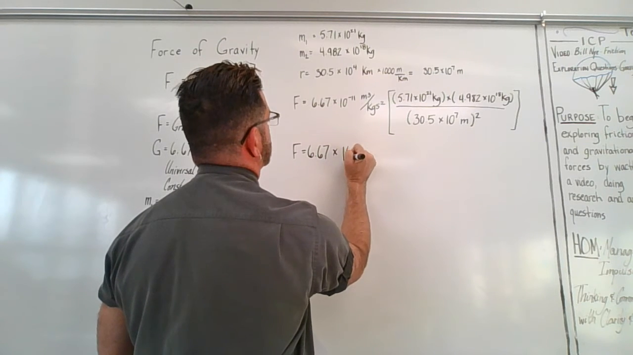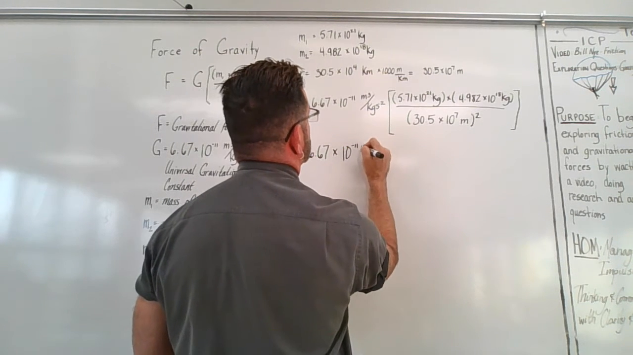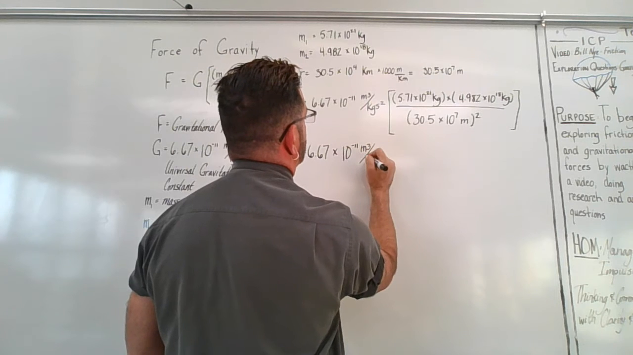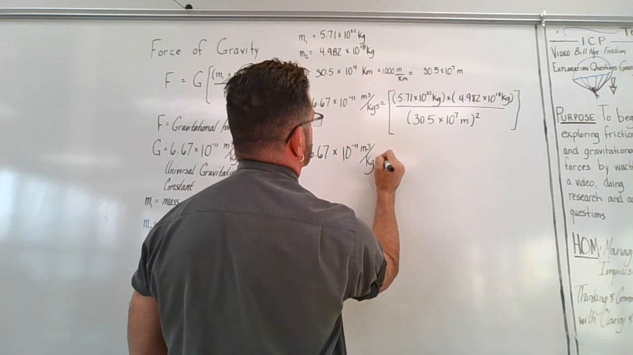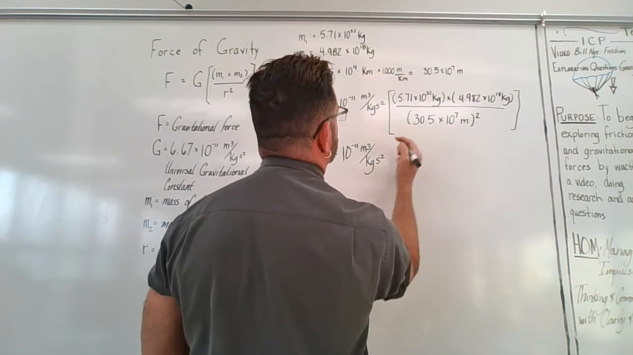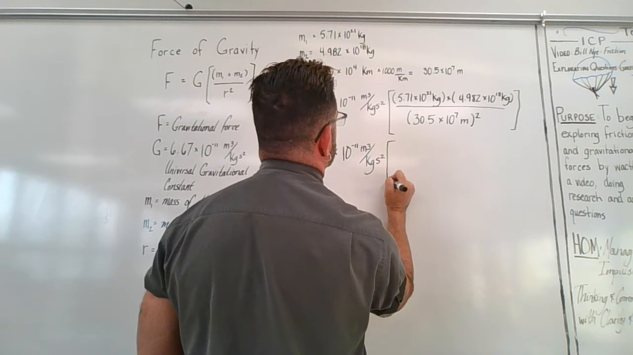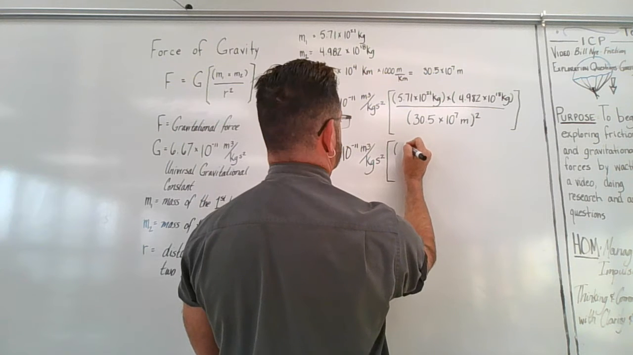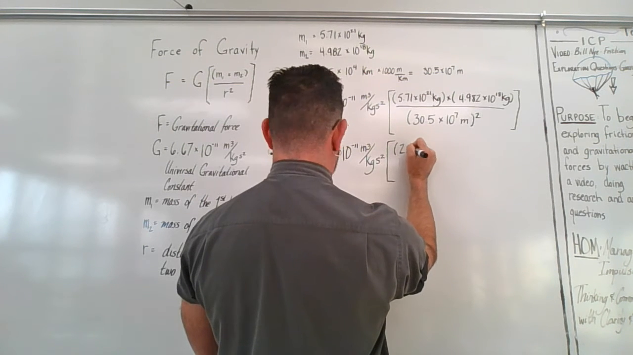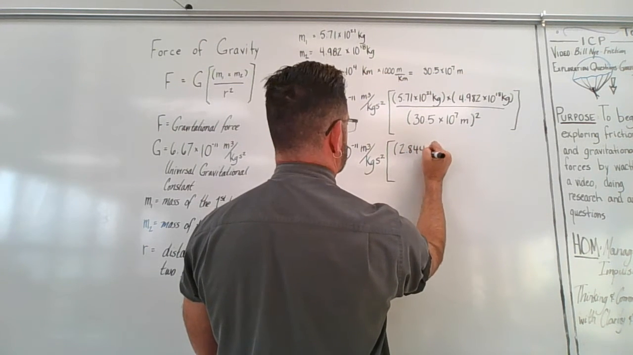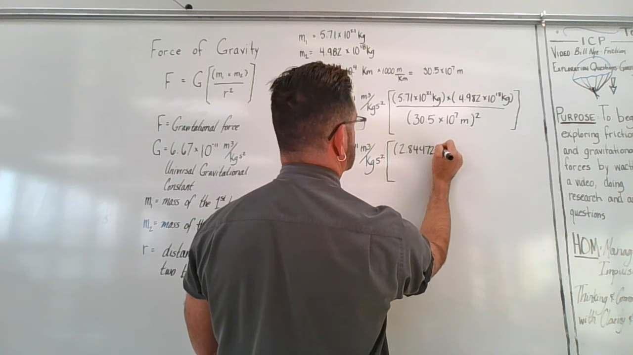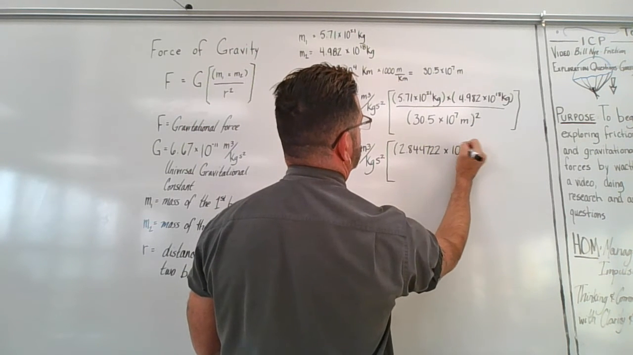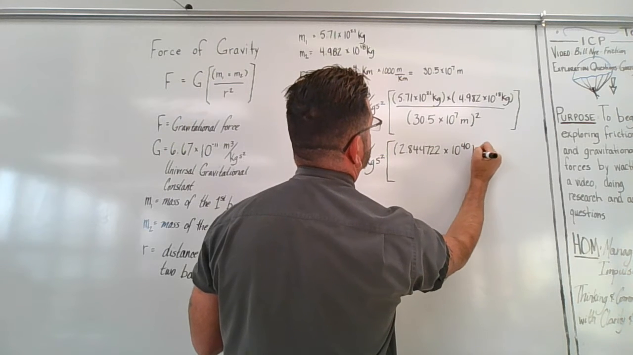If you're doing this for Bridge, and I hope you are, please write it out by hand and just take a nice, neat photo of it. I'll dig through it. It'll be hard, but I'm sure I'm capable. And then when we multiply these together, you should get, and I hope you're doing this with me, 2.844722 times 10 to the 40th kilograms squared.